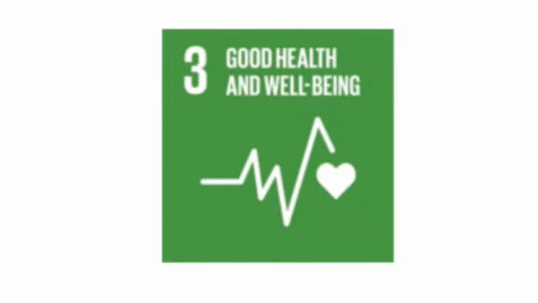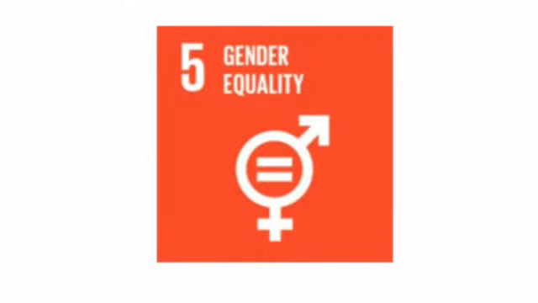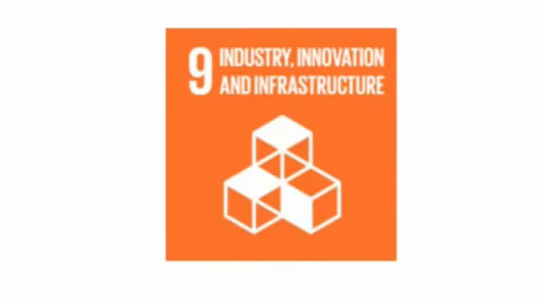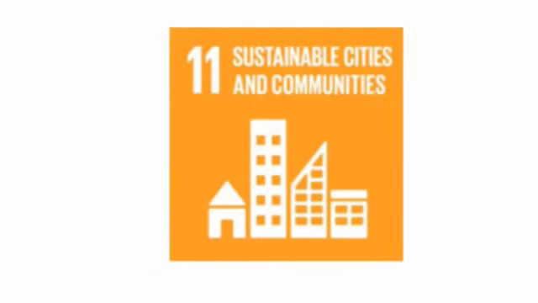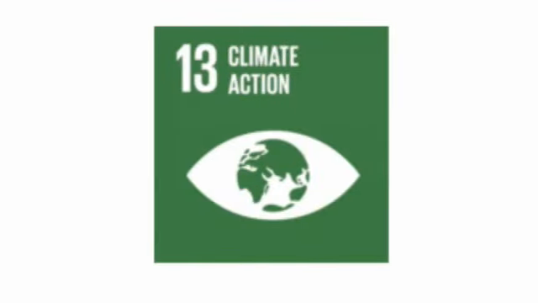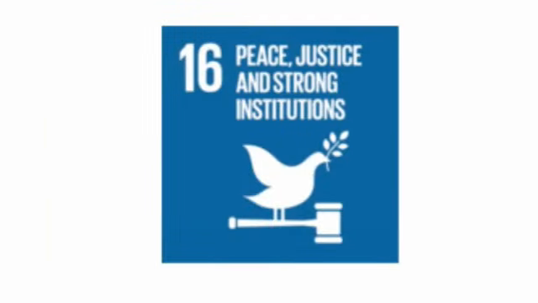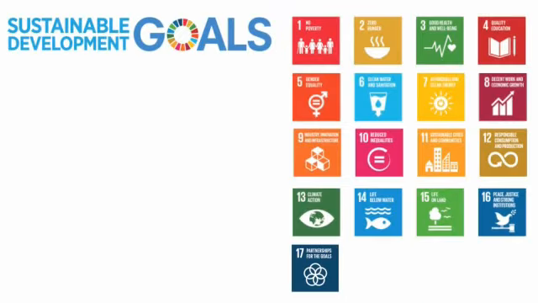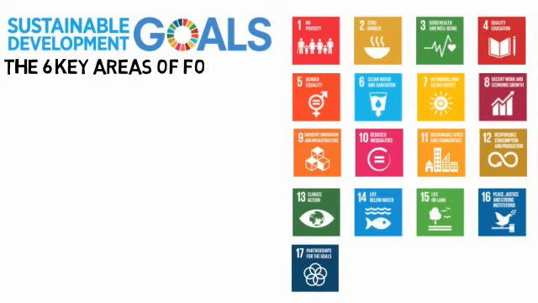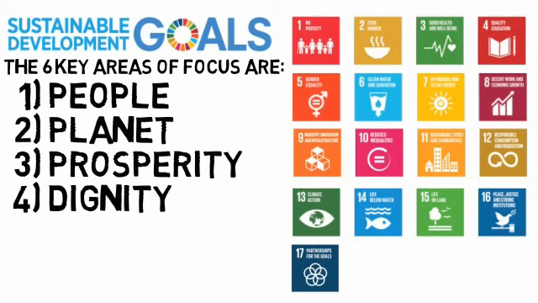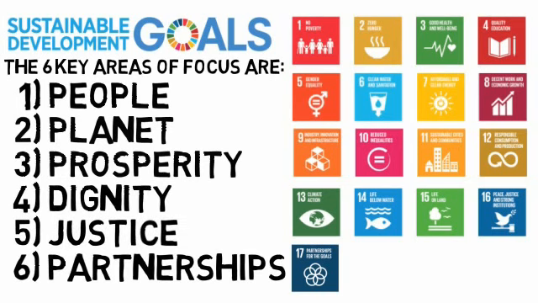The new global goals, or the SDGs, are 17 diverse goals that range from ending poverty to strengthening international partnership for development. The Sustainable Development Goals are designed to end all forms of poverty everywhere and build a better planet. The 17 goals and the 169 indicators of the SDGs focus on 6 key areas: people, planet, prosperity, dignity, justice, and partnerships to ensure holistic development that leaves no one and no country behind.